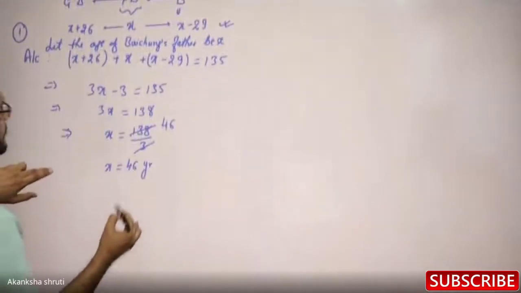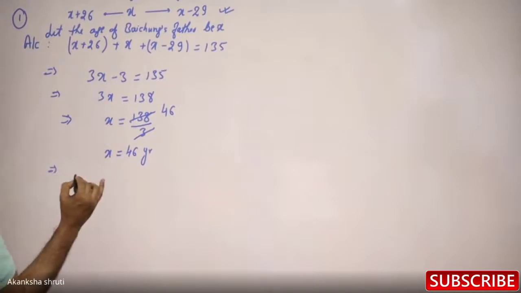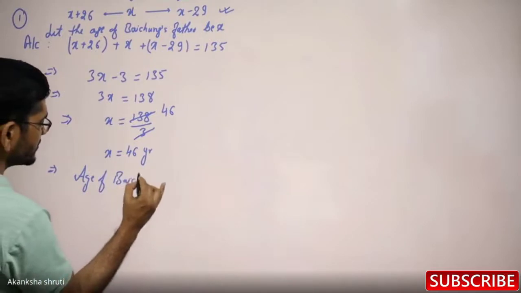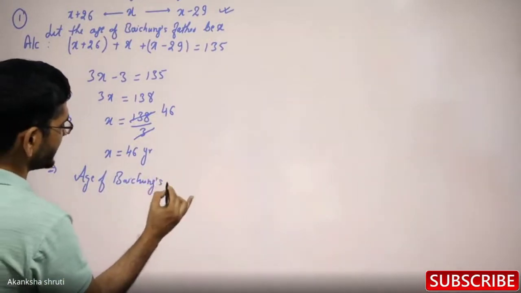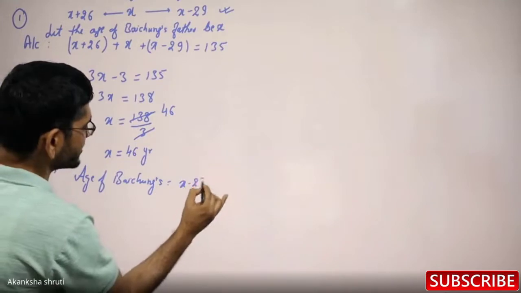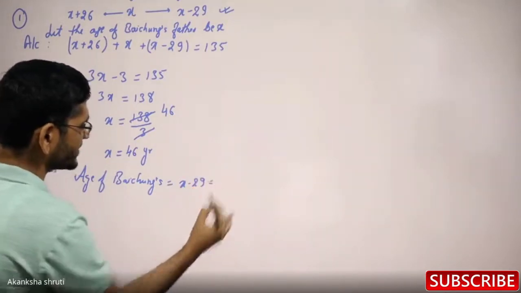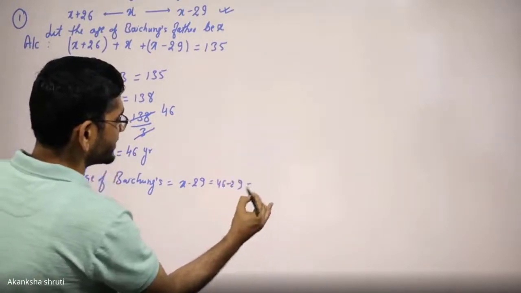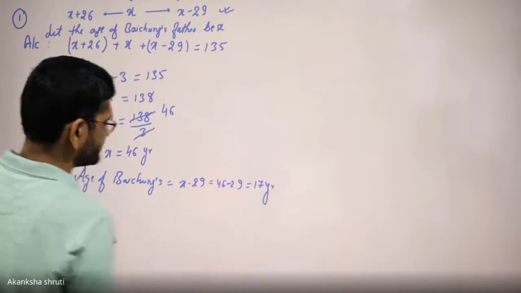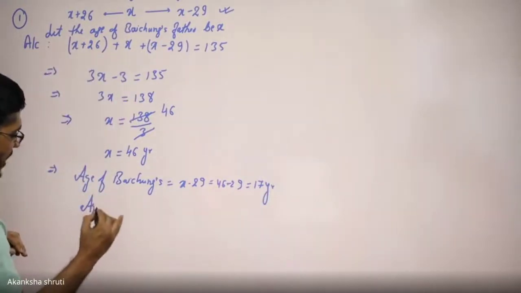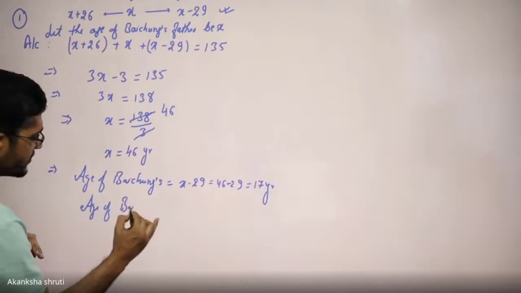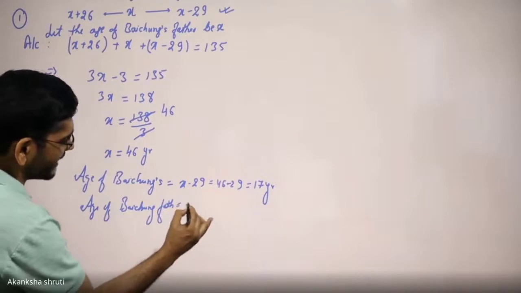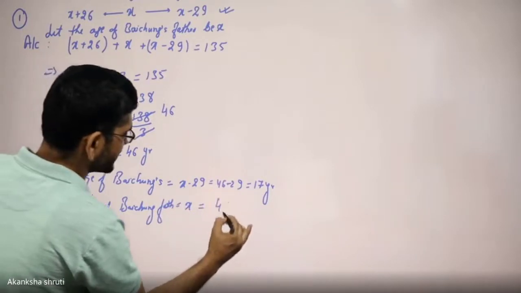Students, again be careful. What is this x telling us? This implies the age of Bechung's itself is x minus 29, that we need to calculate. So it is 46 minus 29, which is 17 years old. Then the age of Bechung's father, this itself we have assumed as x. This is 46 years.